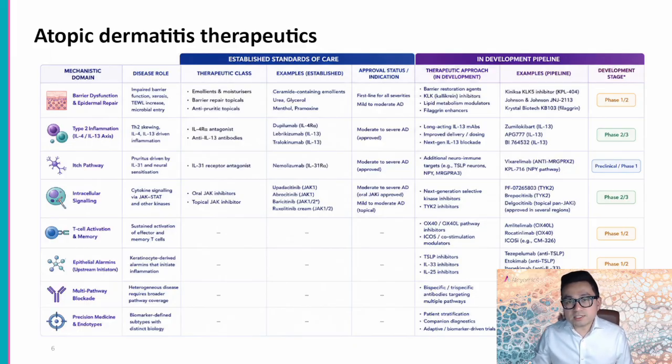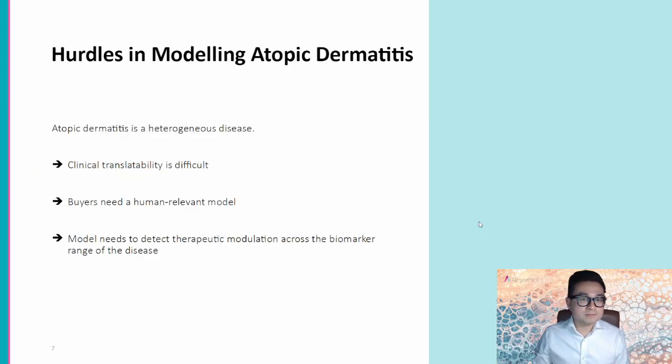This means that a useful AD system should not only generate an AD-like phenotype, but it should also allow us to ask questions about whether the interventions with different mechanisms can modulate those phenotypes in useful ways. Ideally, a model will be able to switch between some of these different systems. And that brings us to the practical hurdles in modeling AD. Firstly, atopic dermatitis is a heterogeneous disease, as we've discussed. Clinical translatability is difficult. Buyers need a human-relevant model, and models need to detect therapeutic modulation across the biomarker range of the disease.